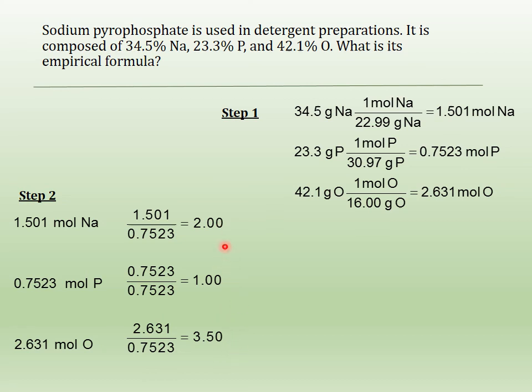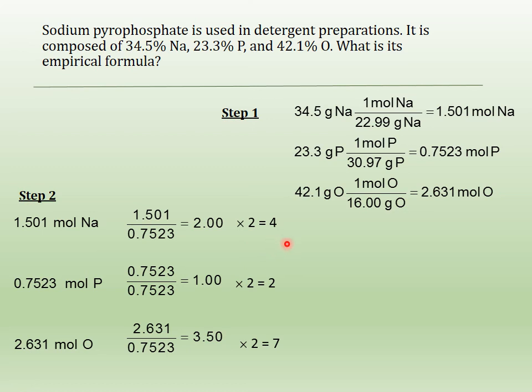Now in this case, sodium is a nice whole number, 2. Phosphorus is 1 because you're dividing it by itself, but this is 3.5. Oxygen is 3.5. Now remember, according to Dalton's atomic theory, you cannot have half an atom in any formula. So what you'll have to do is multiply everything by 2 to get rid of that half. So it's removing fractions. That's what we have to do. So multiply everything by 2.